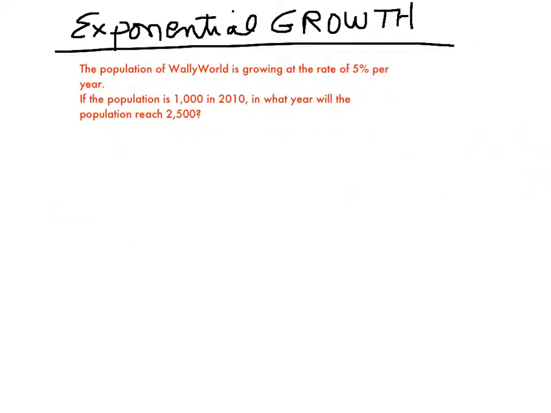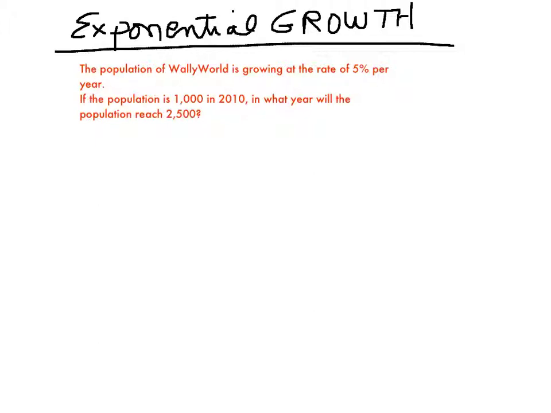Alrighty, so let's look at this example. This is an example of exponential growth. We're talking about how our population is changing, and we're told that the annual growth rate is 5%. So the more population there is, the more people will be changing. And we're given some data that in 2010 the population is 1,000. We want to know how long until it gets to 2,500.